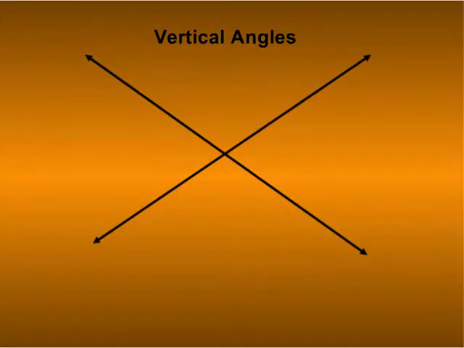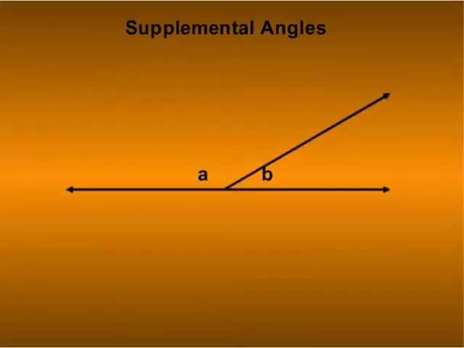Intersecting lines form vertical angles, and vertical angles are equal. And remember that supplemental angles share a line and total 180 degrees.